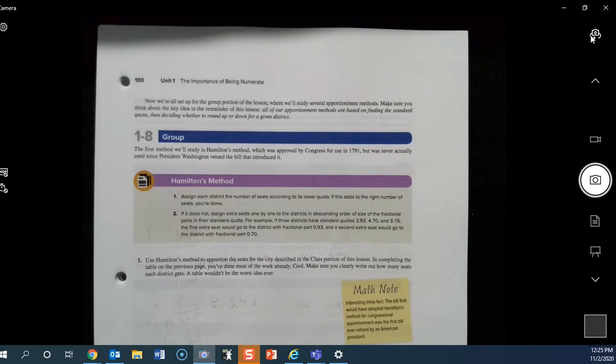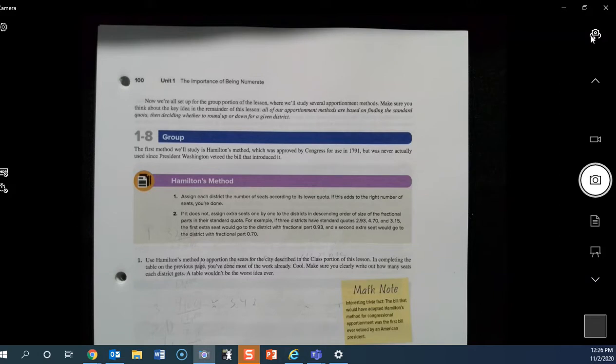2. If it does not, assign extra seats one by one to the districts in descending order of size of the fractional parts in the standard quota. For example, if 3 districts have standard quotas 2.93, 4.70, and 3.15, the first extra seat would go to the district with the fractional part 0.93, and the second extra seat will go to the district with fractional part 0.70.